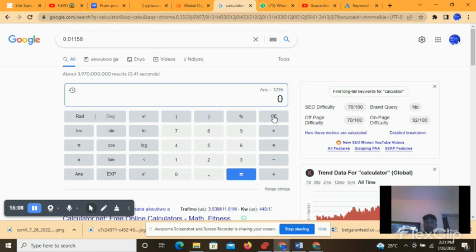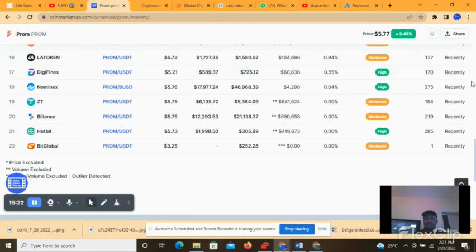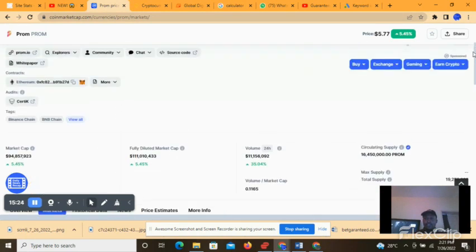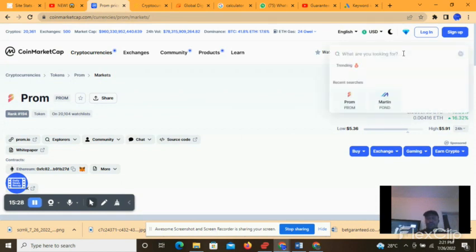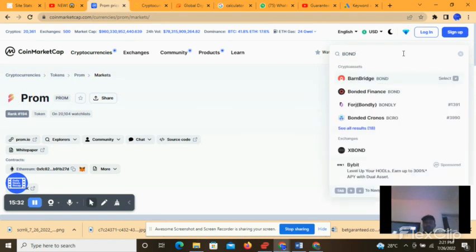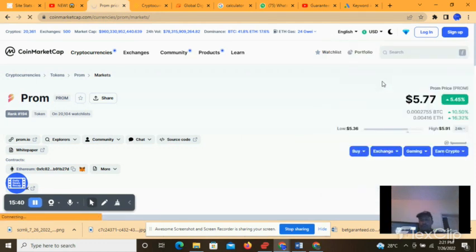Now we are going to consider another crypto. Let's look at bond. You'll always have to search and understand that anyone that is very profitable, you can work with that one. So let's look at bond now. This is actually trading at 18.93.